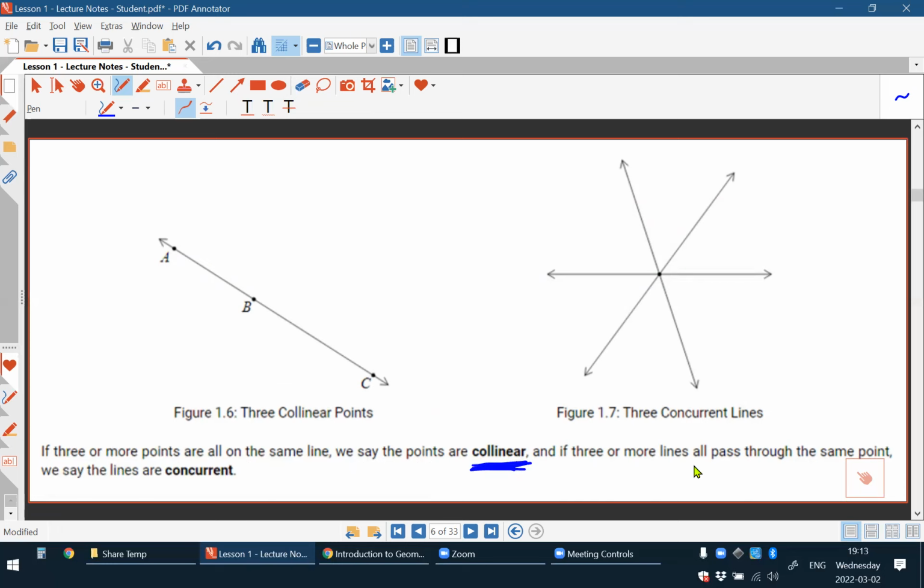And if 3 or more lines all pass through the same point, we say the lines are concurrent. Okay, these are 2 related concepts you need to remember. What does it mean by collinear, and what does it mean by concurrent? These 2 graphs show these concepts. Clear? Okay.